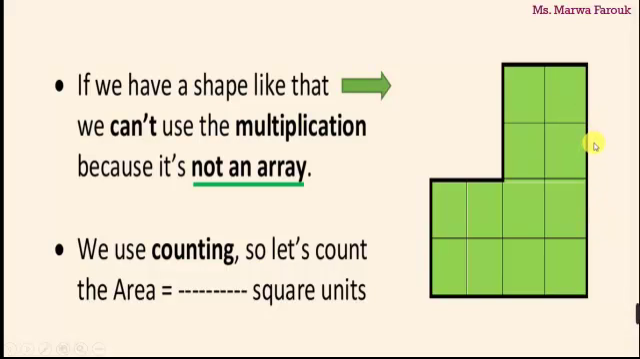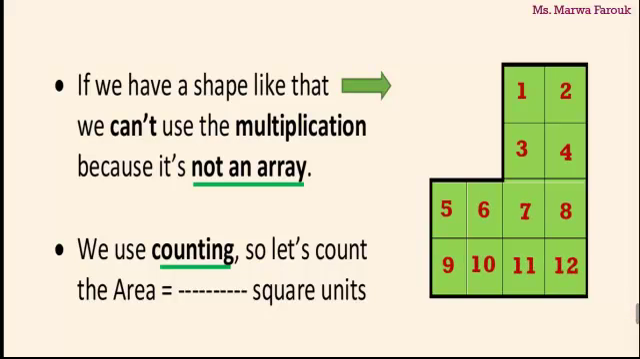So what I'm going to do, I will just use counting. Let's count 1, 2, 3, 4, 5, 6, 7, 8, 9, 10, 11, 12. So the area here is 12 square units. So I can use the counting method in any shape, but I can use the array method only in a shape that has the form of an array.